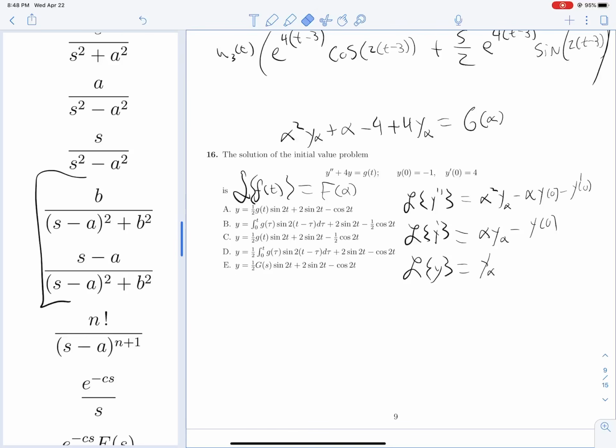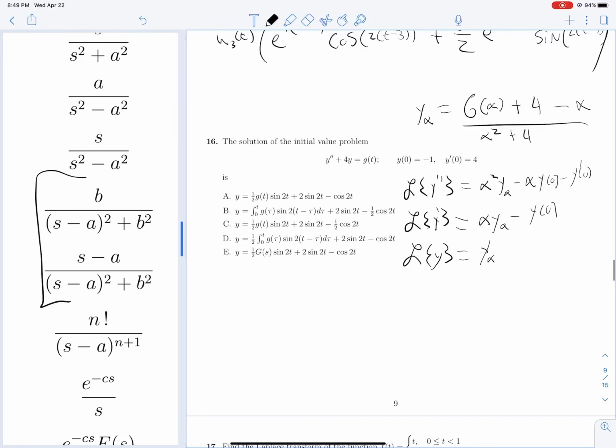They write it f of s. I'm in the anti-s camp over here. So let's solve this for y alpha. We can add 4 over here and subtract alpha. That gets rid of those two. And then divide everything by alpha squared plus 4, factoring those out from our left side, and we're left with y alpha.